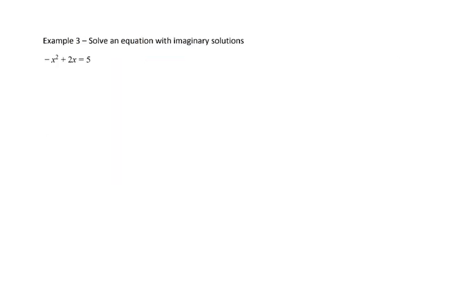All right, let's take a look at example number 3. This one says solve an equation with an imaginary solution. So we've been talking about these imaginary numbers and what happens when you have a negative underneath the square root. Well, let's see one with an imaginary answer. First things first, I want to get this set equal to 0, so I want to rewrite it. So I'm going to put up here negative x squared plus 2x. And all I'm doing is just subtracting 5 from both sides. So minus 5 equals 0.